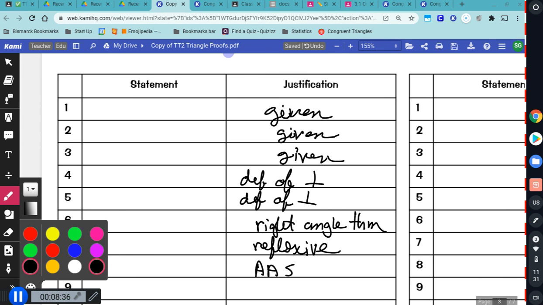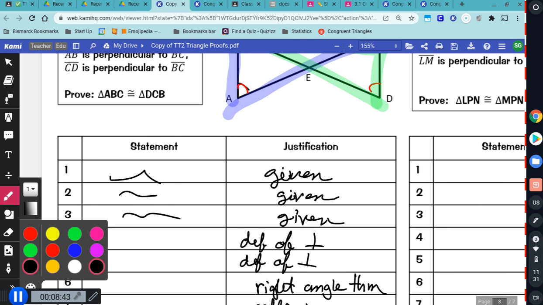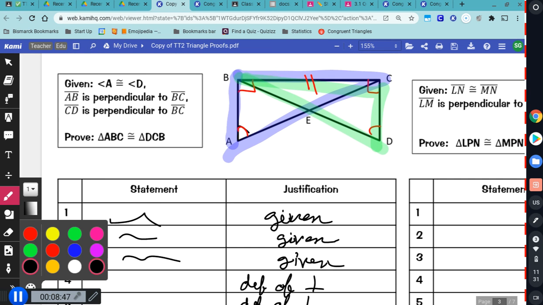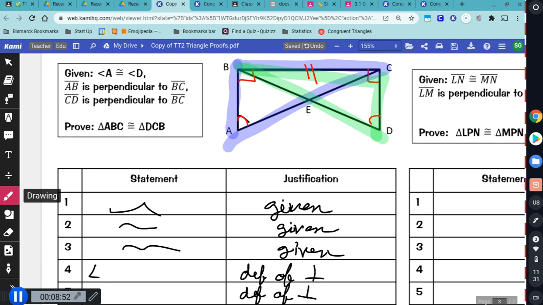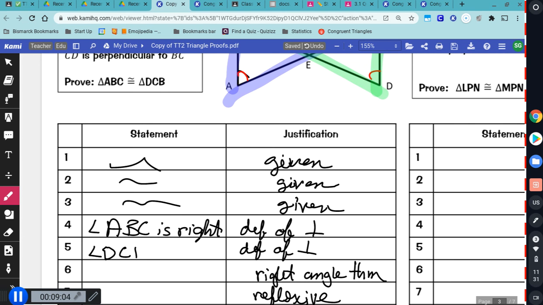Okay, so let's fill them in. Obviously the givens, you can fill those in for me. They're just copied from above. Definition of perpendicular means that we have right angles. So we've got angle ABC is right. Angle DCB is right. And because they're both right, they're congruent to each other.